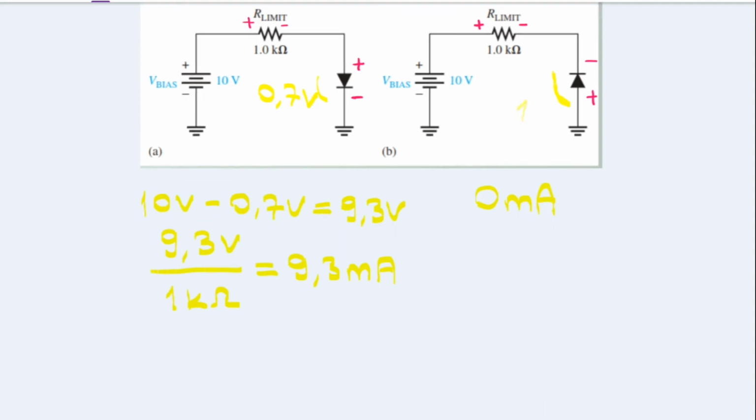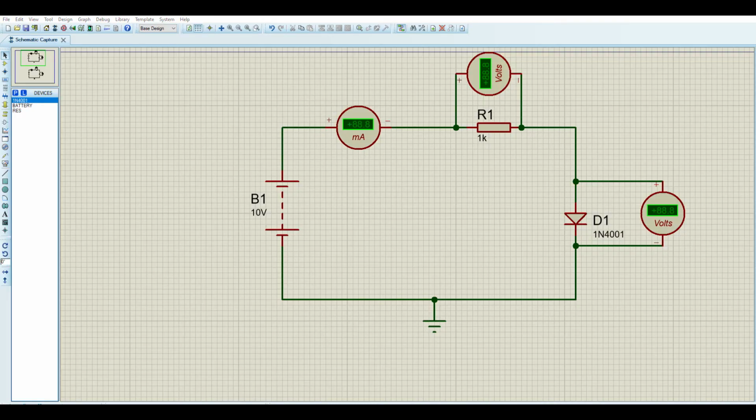Let's examine these two circuits in the Proteus. If we examine the first circuit in the Proteus, it will be sufficient for this circuit to use 1N4001 diode. We will be covering other diode models in the following videos.